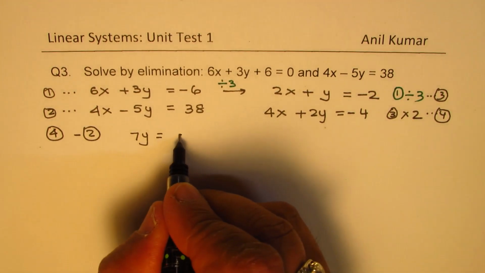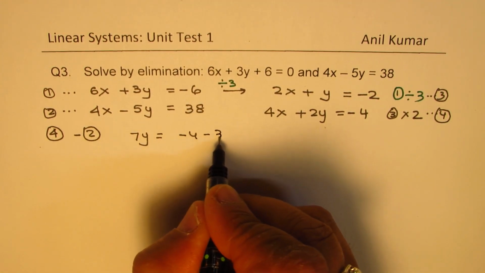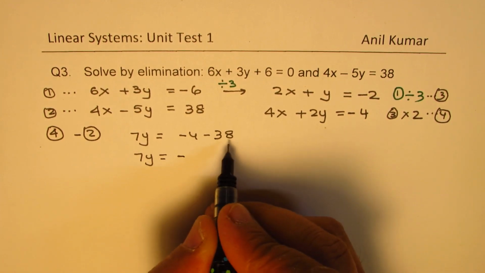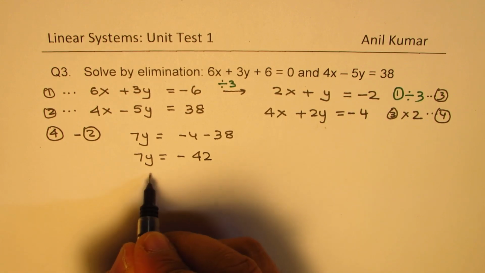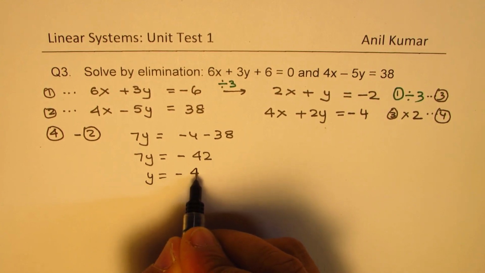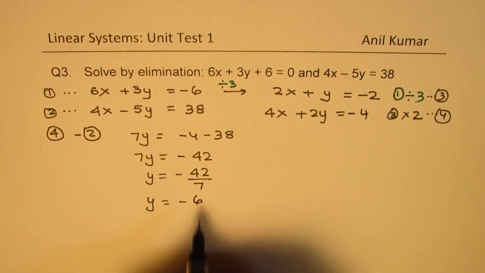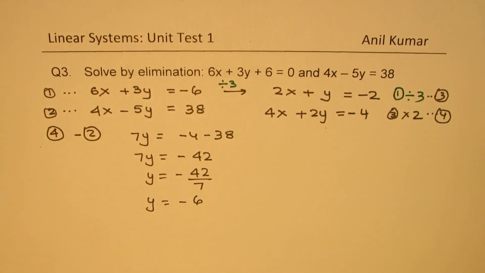Correct? So when you take away, 4x minus 4x is 0, 2y minus 5y gives you minus 3y... 7y here, and we have minus 4 minus 38. Correct? So we get 7y equals minus 42, or y is equal to minus 42 divided by 7. So we get y equals minus 6. Right? So we got y equals minus 6.